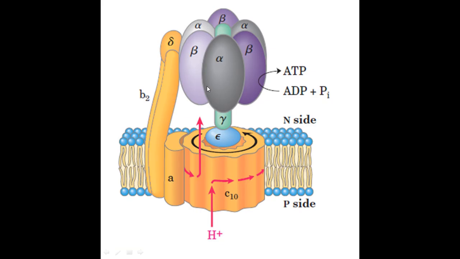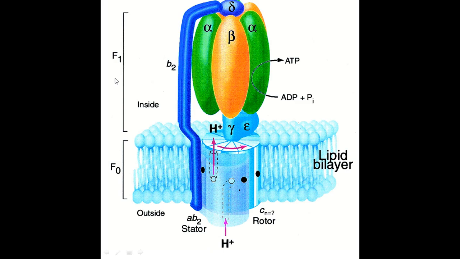The beta forms part of the F0 subunit and the F1 subunit. We have 3 beta subunits which form part of the F1 subunit, and 3 alpha subunits which also form part of the F1 subunit.